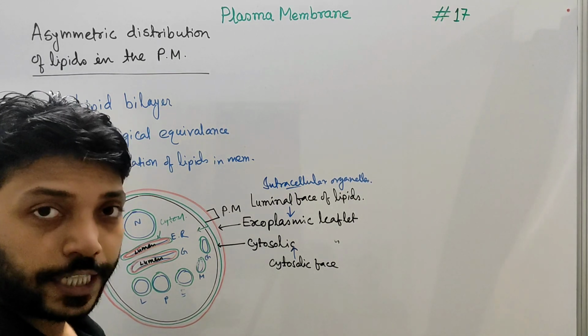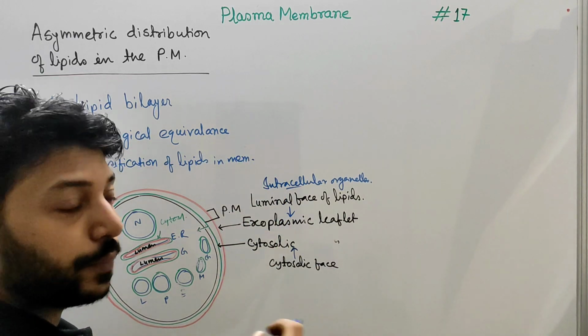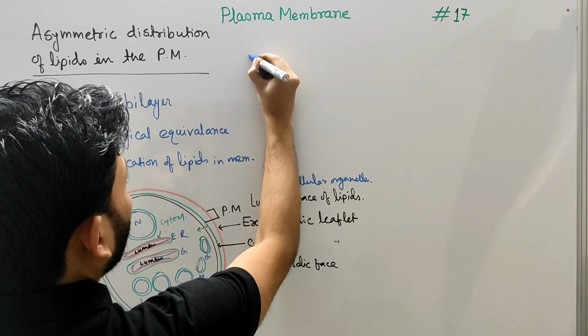Now in the case of classification of lipids, there are three major categories of lipids present in the plasma membrane. One is called phosphoglycerides.